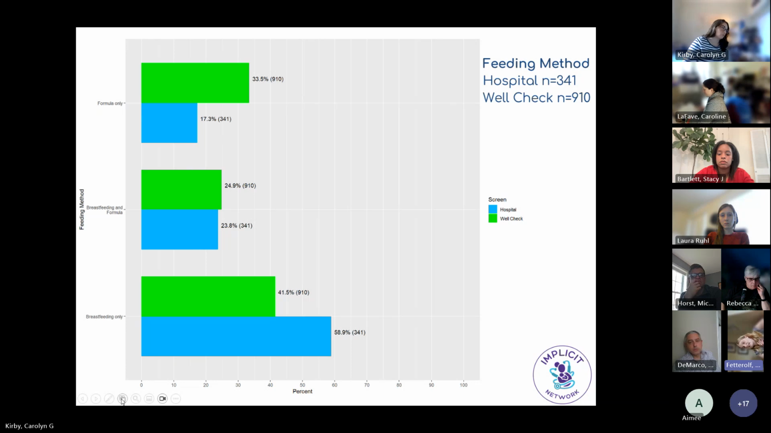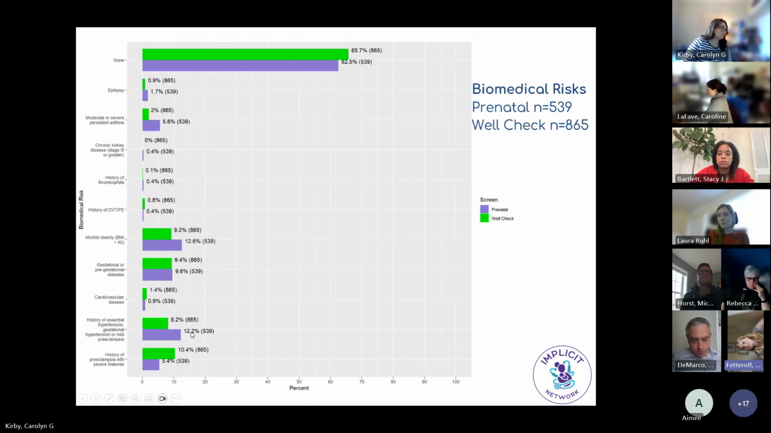We already have had some residents looking at this data. Fortunately, our Rochester site did not miss this question on their prenatal, so they do have data from all three of their visits. This has been one of the areas we really have been looking at. Again, just make sure you note the difference in Ns on this. Next slide.